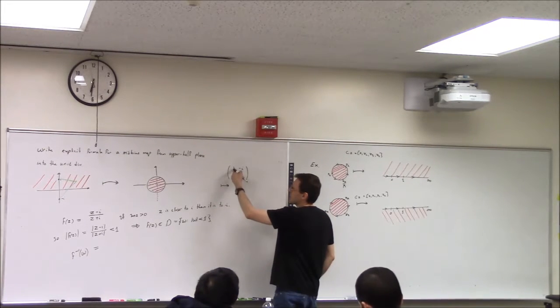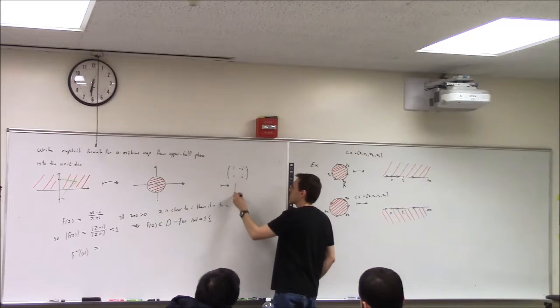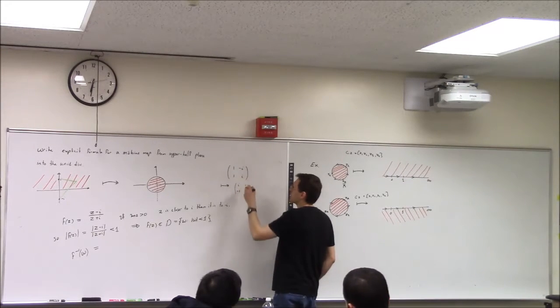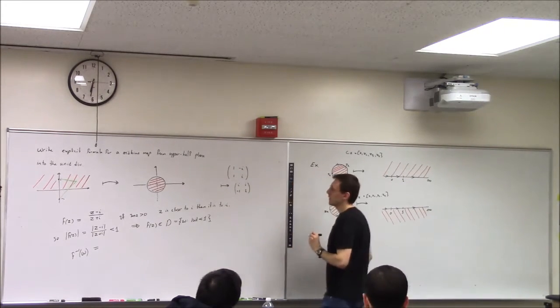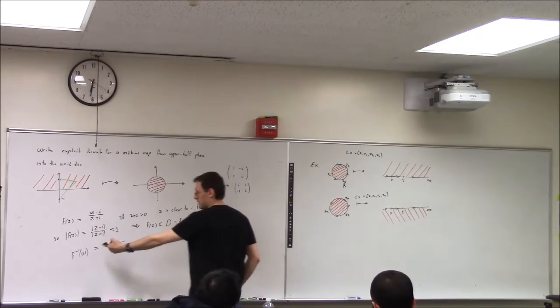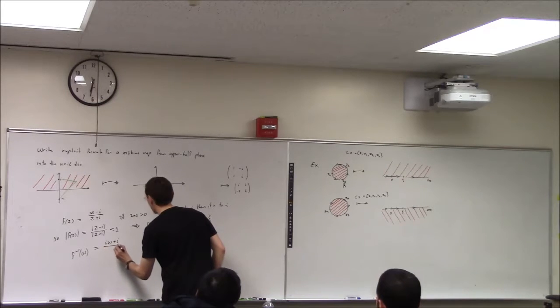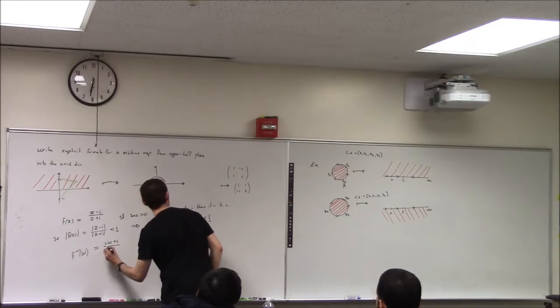So then all I need to do is find the inverse of that matrix. I will write I, 1, minus 1, and I. Sorry, so this is I, minus 1, this is I. Which tells me that the inverse function at W will be I W plus I divided by minus W plus 1.